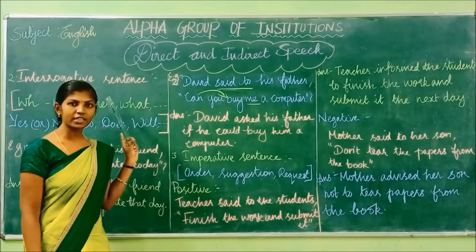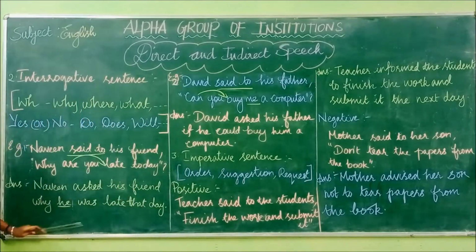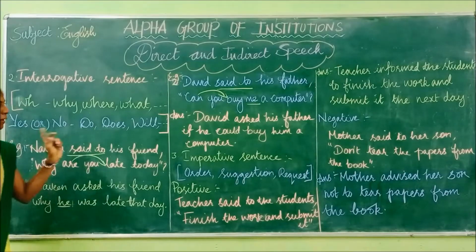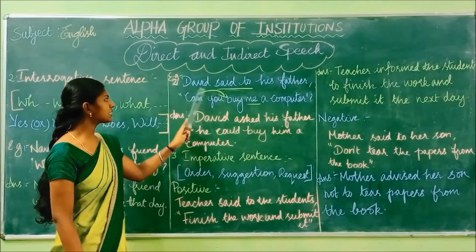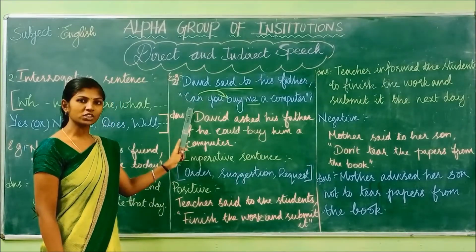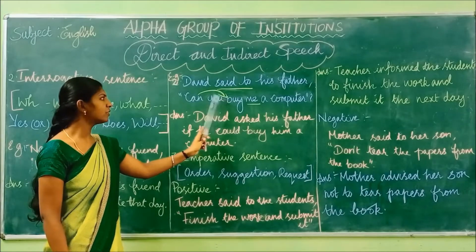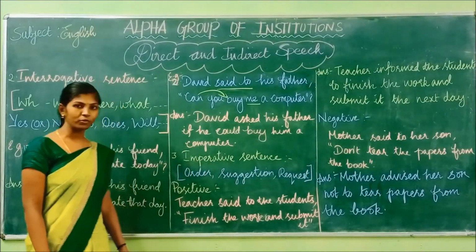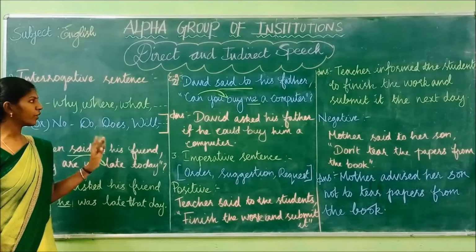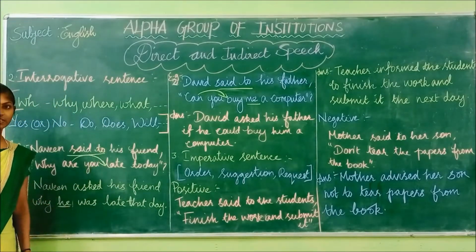Did you all understand, children? So while writing WH question, we are starting the same WH question here. But here we add if and this word. The question word goes after the subject. So if he could buy him a computer. Okay? So I hope you are clear with interrogative sentences.